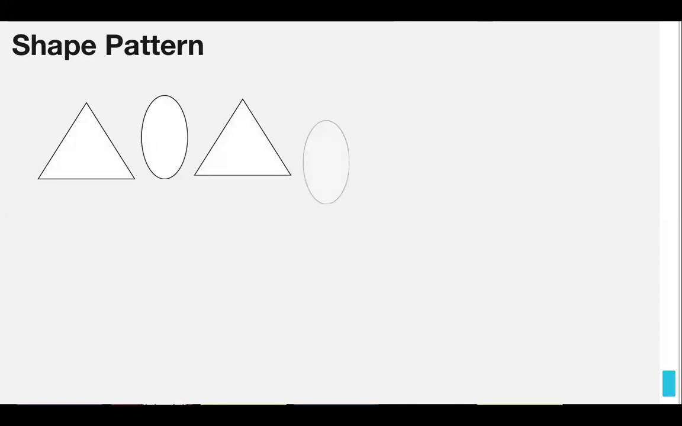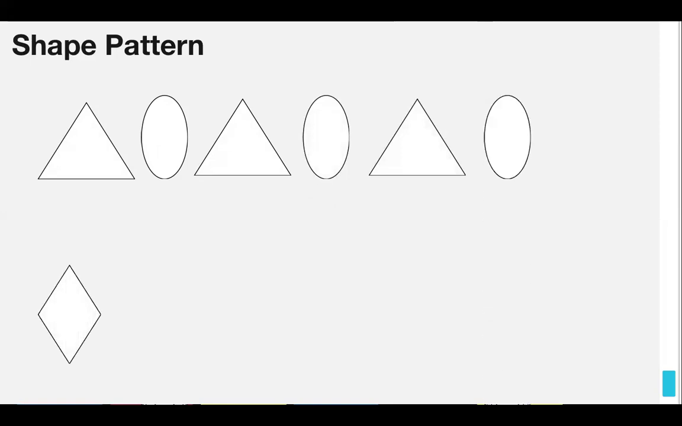Okay, so shape patterns. It is easy lang din naman kung ano yung mauuna, saan magtatapos. So, babalik lang ulit dun sa umpisang pattern niya. So, let's say we have triangle, oval, triangle. So, what's next? Oval, triangle. Then, oval, triangle ulit yan.